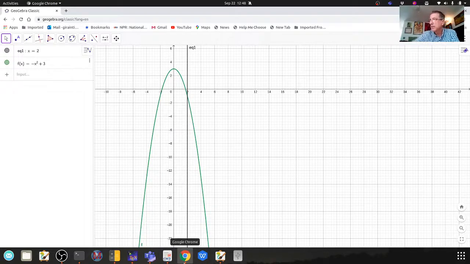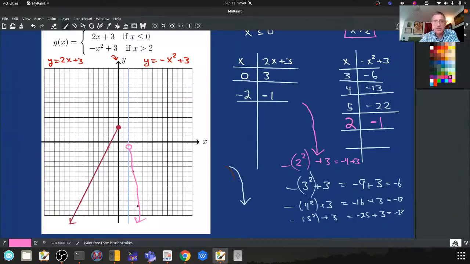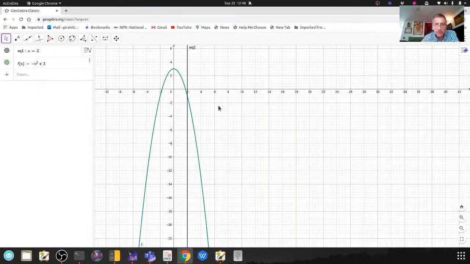Okay, so the last thing we're going to do is the greatest integer function. It's also part of what we're learning.